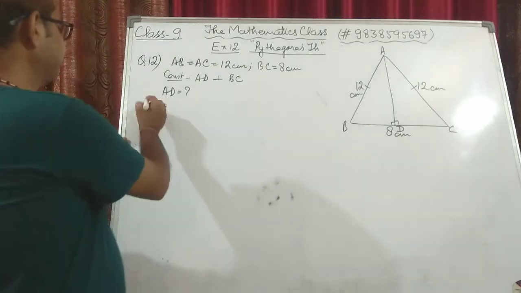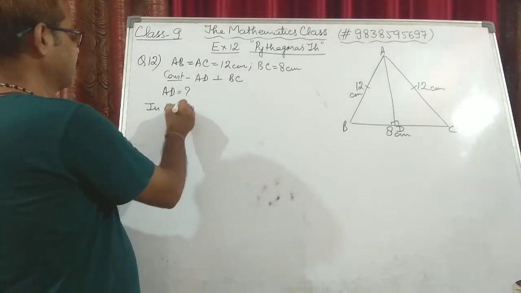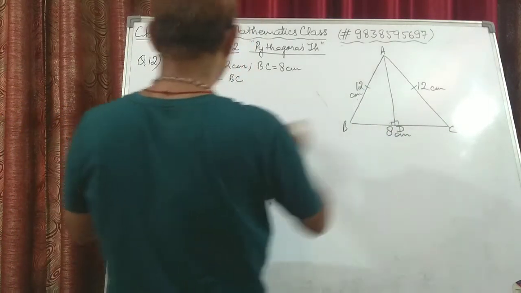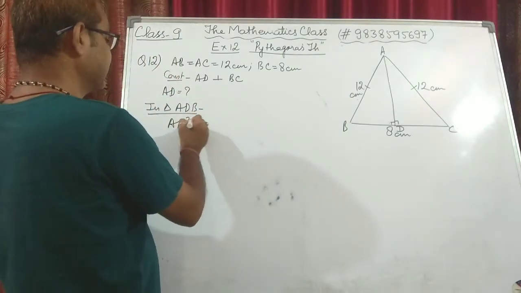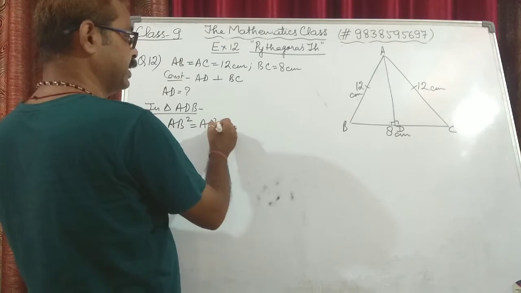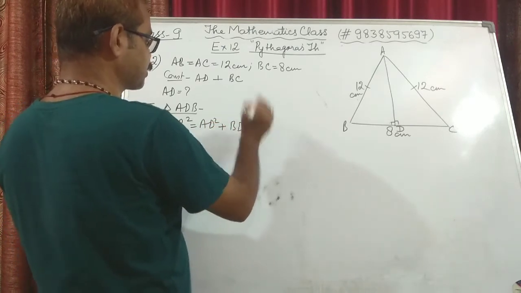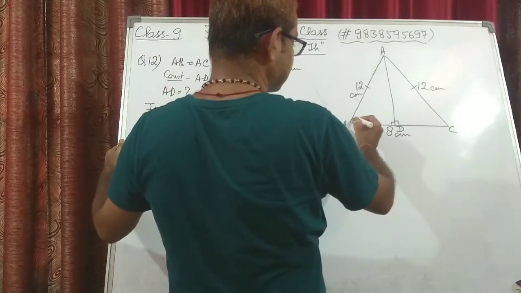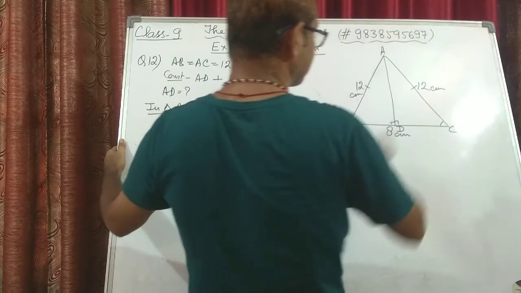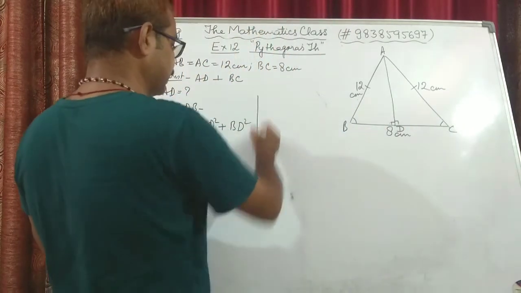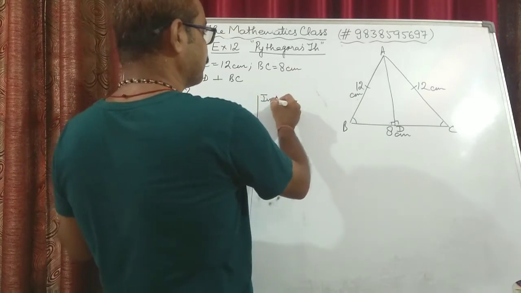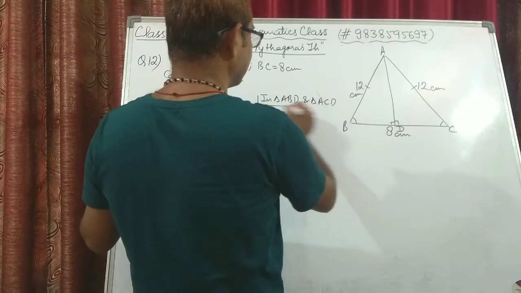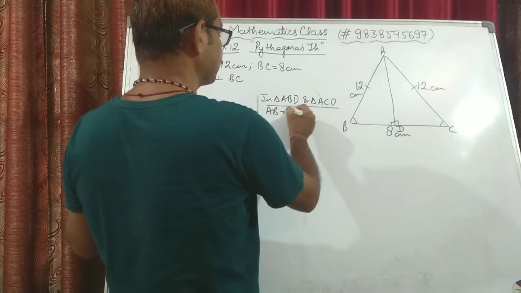So first, if we consider triangle ADB, this is 90 degrees, so AB will be the hypotenuse. According to Pythagoras theorem, we can say AB square is equal to AD square plus BD square. Before that, we know that this side and this side are equal, which means angle B and angle C are equal. So I'm writing it here, in triangle ABD and triangle ACD, what is given? It is given AB is equal to AC.